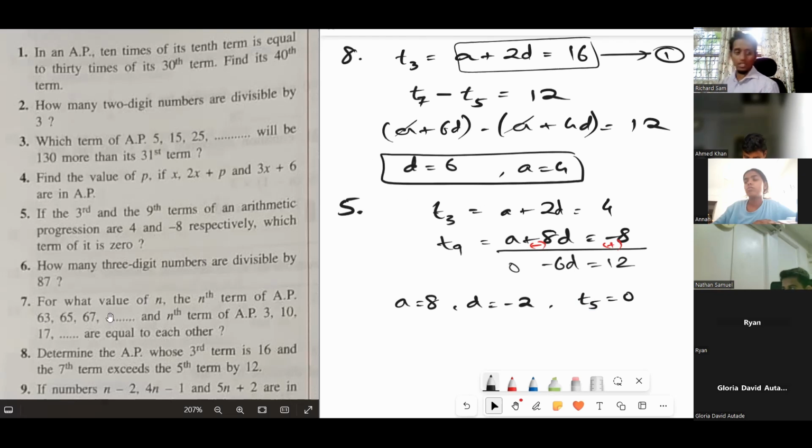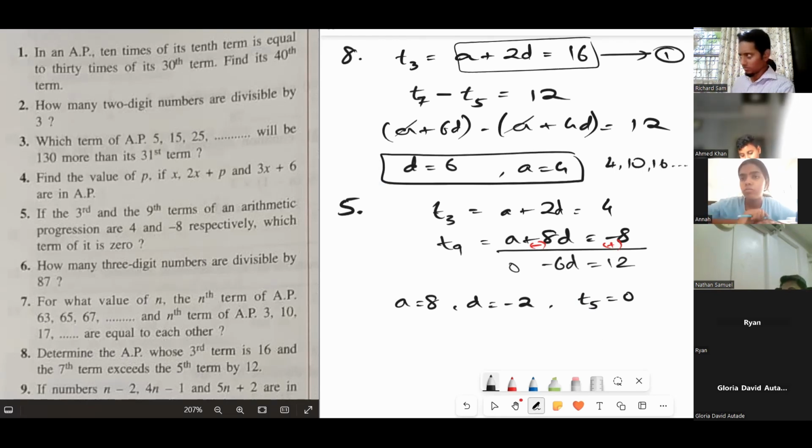In the eighth question, the question was determine the AP. So just don't give A and D. You have to show what the AP is. So what will be the AP? First term is 4, then 10, 16, 22. Second term, add 6. Next, add 6. So write 4 terms and put dot dot dot. That is the AP. That's your final answer.